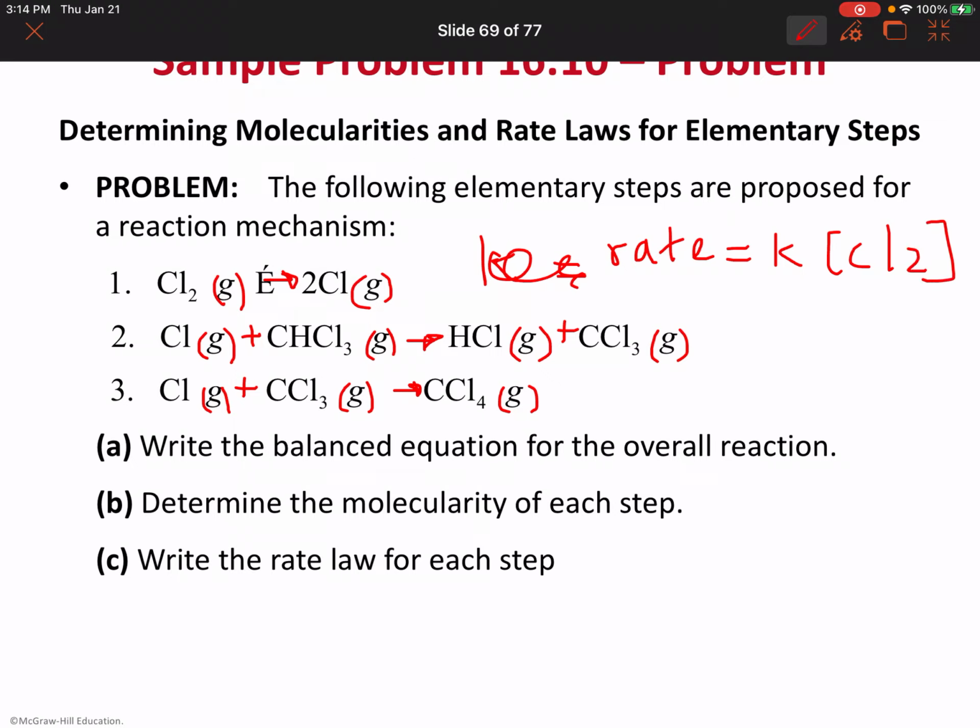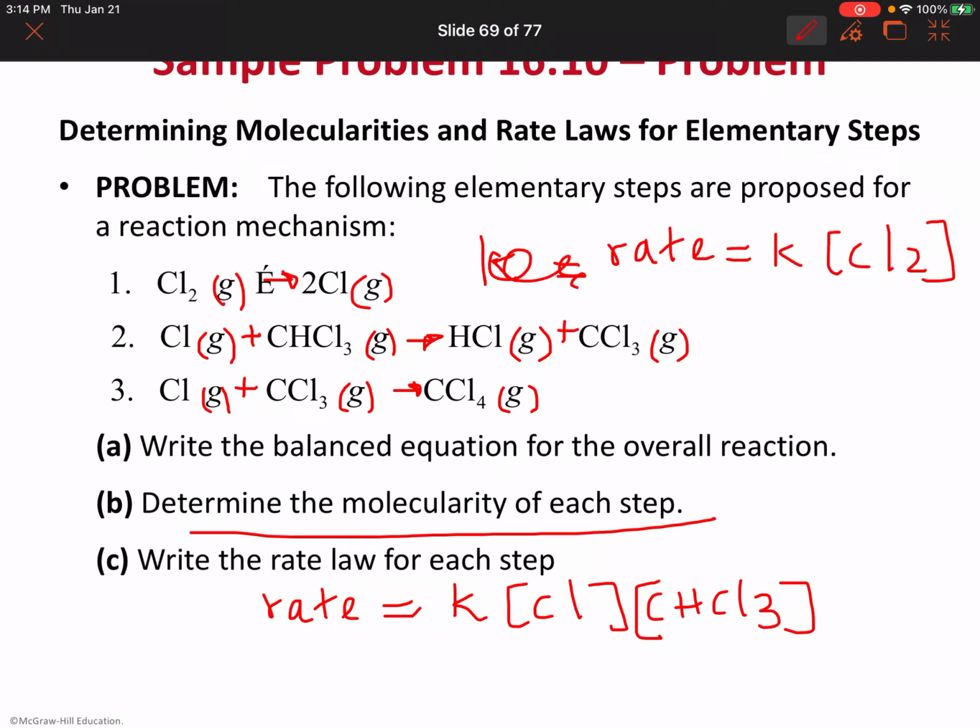What about the second one? The second one, rate would be k. We have 2 molecules, chlorine and CHCl3. What is the molecularity? Determine the molecularity of each step. For the first one, it's unimolecular. What about the second one? There are 2 molecules, one chlorine, one CHCl3, so it's bimolecular. What about the last one? One molecule here, one molecule here, so that is also bimolecular. Molecularity of each step: unimolecular, bimolecular, bimolecular.